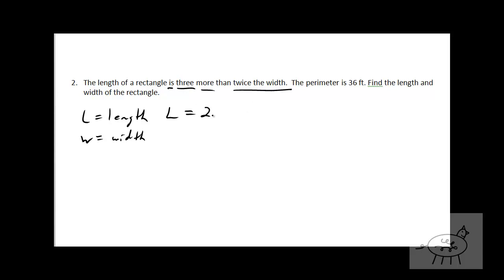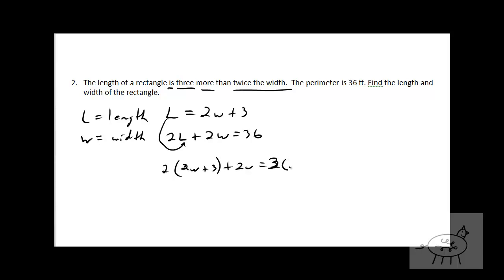So twice the width is 2W plus 3 then, because 3 more than that. And the perimeter is 36 feet, so it's 2L plus 2W equals 36. And then I take that L and I plug it into there. So 2 times 2W plus 3 plus 2W equals 36. Okay, so you get 4W plus 6 plus 2W equals 36. So 6W plus 6 equals 36.